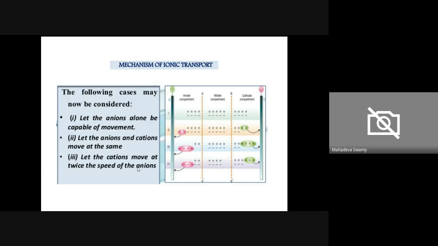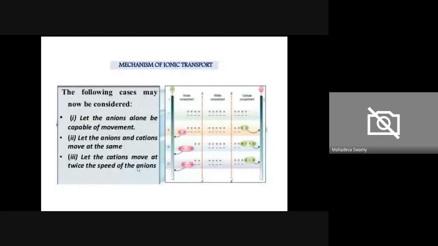Cation movement is faster; cations move at twice the speed of anions. So these are the observations in the transport number that we are going to observe. We are observing these three types of variations in the electrolyte, in the solutions.